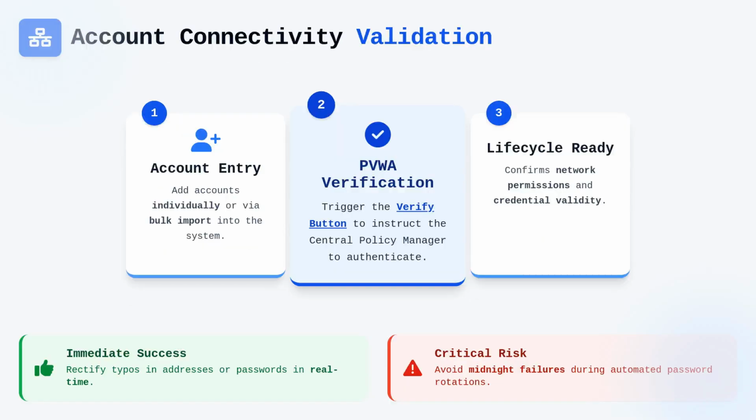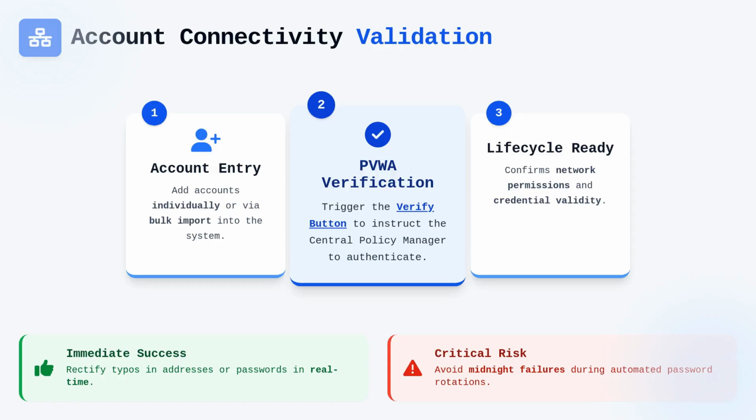Once you have manually added your accounts, whether individually or via bulk import, you must perform an immediate validation of connectivity. This validation is usually performed by triggering a manual verification operation from the account details page in the PVWA. By clicking the Verify button, you are instructing the Central Policy Manager to immediately authenticate against the target system using the newly stored credentials. This step is indispensable because it confirms that the Central Policy Manager has sufficient network permissions and correctly functioning credentials to manage the account lifecycle.